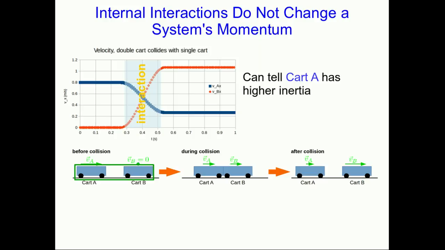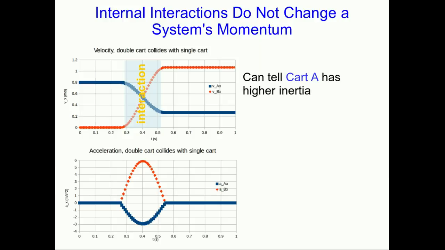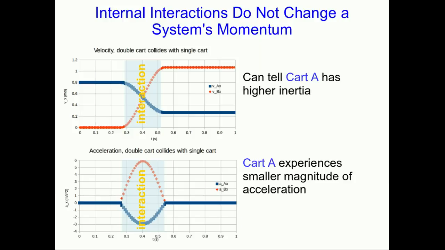Well, you can tell from this Vx versus t graph that cart A must be the higher inertia cart here, right? It has the smaller delta V. Its delta V, in fact, is half that of cart B, and so it must have twice the inertia. One way we haven't looked at it so much is to look at the accelerations. And again, during the interaction, both carts accelerate, but they don't accelerate with the same magnitude. Cart A experiences the smaller magnitude of acceleration because it has the higher inertia, right? A smaller delta V in the same time means a smaller acceleration.